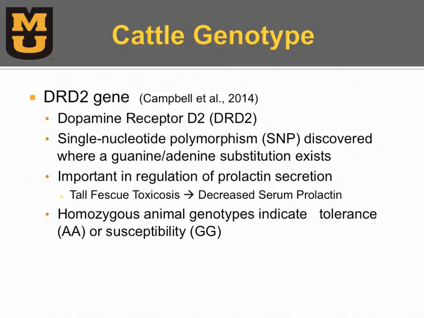For my research, I used the homozygous animals. So the tolerant animals are the AA and the susceptible animals are the GG. There are heterozygous animals. I'm not using any of them because the research conducted showed that they had intermediate effects on weight gain. And I decided just to use the homozygous animals in my research.